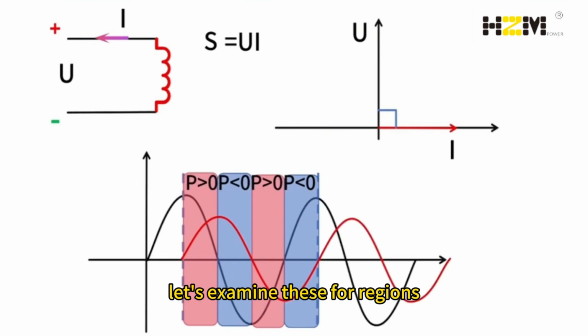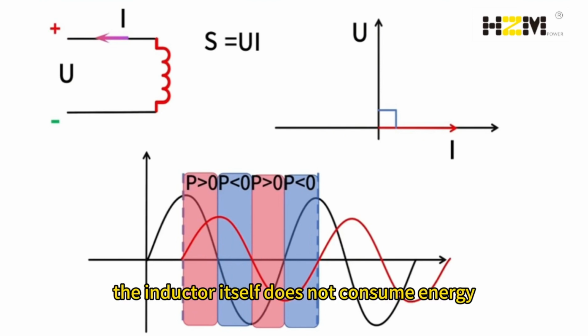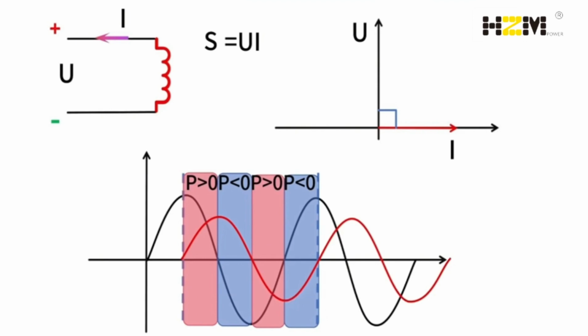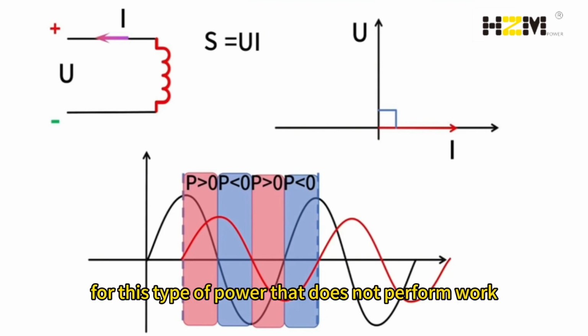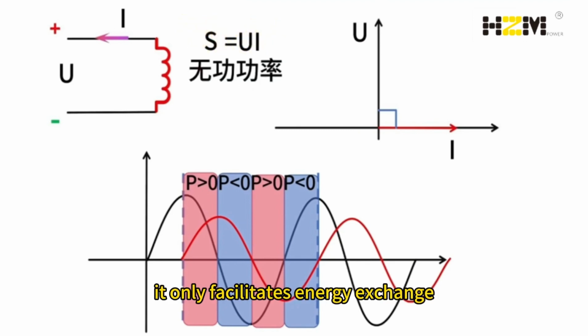Let's examine these four regions. It's clear within a cycle that energy is absorbed twice and released twice. The inductor itself does not consume energy, it stores energy as potential energy and is a storage component. For this type of power that does not perform work, we have a term, reactive power. It only facilitates energy exchange.